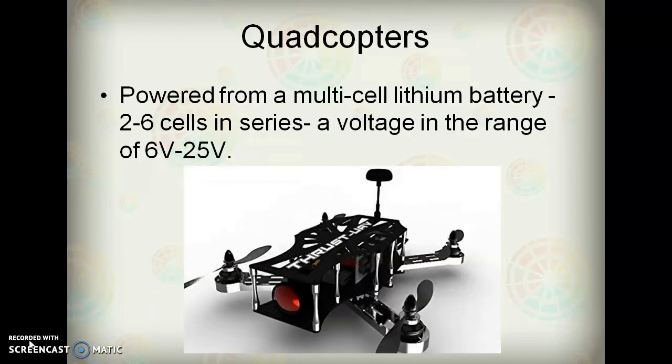Next, quadcopters. Buck converters are used in quadcopters. The quadcopters are often powered from a multi-cell lithium battery pack, typically with a configuration of 2 to 6 cells in series. These battery packs produce a voltage in the range of 6 volts to 25 volts. A buck converter drops the battery voltage down to 5 volt or 3.3 volt for the flight controller to use.